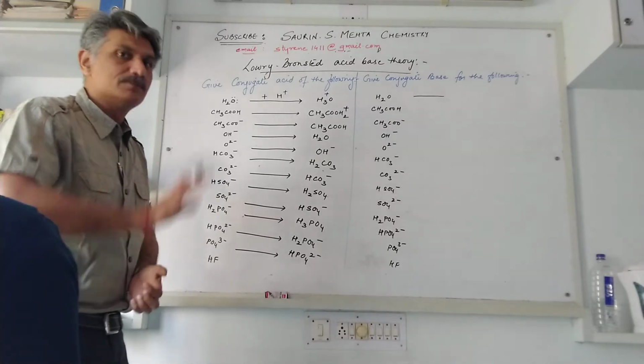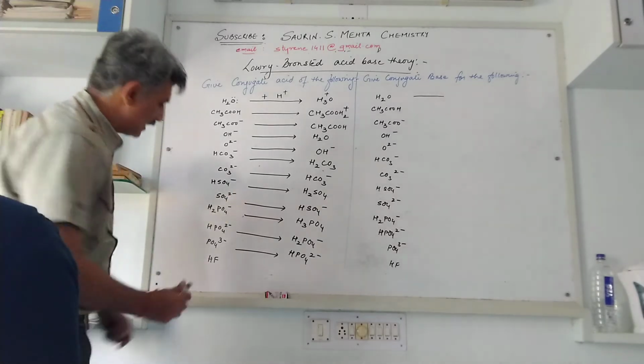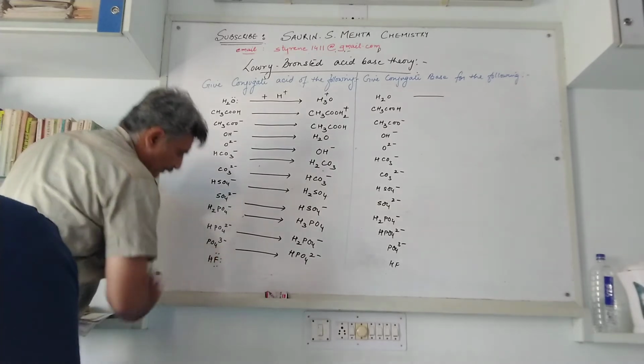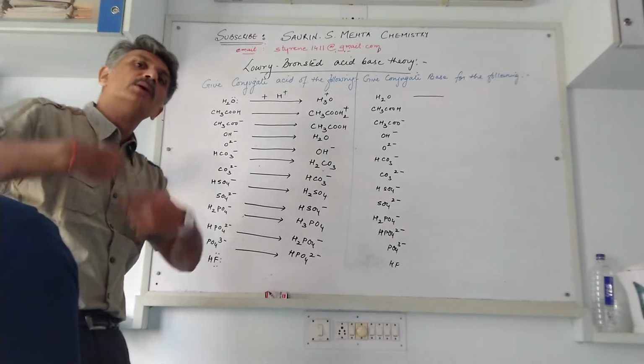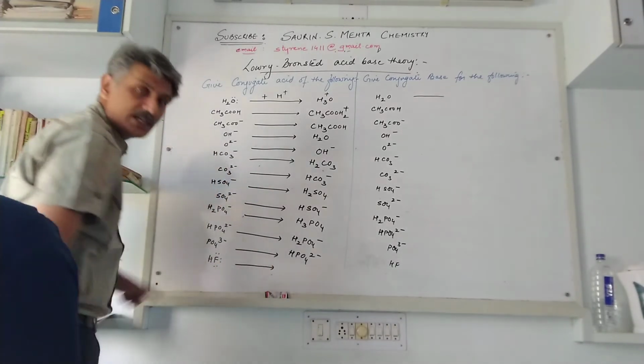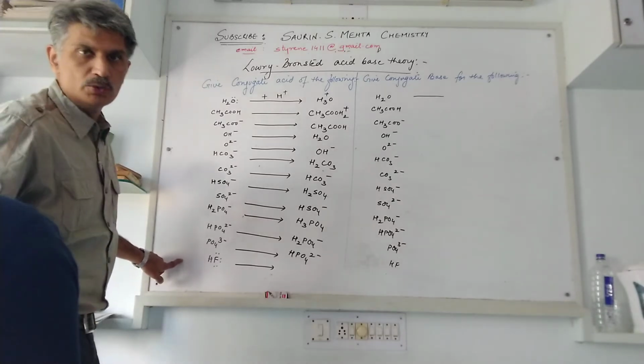Little bit confused? No problem. See, fluorine is highly electronegative. It has got 3 lone pairs intact. And so obviously it can gain a proton when it is provided with. So if I provide a proton H plus to HF, it will definitely give its conjugate acid.